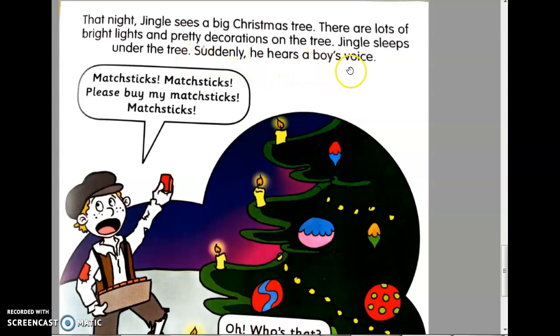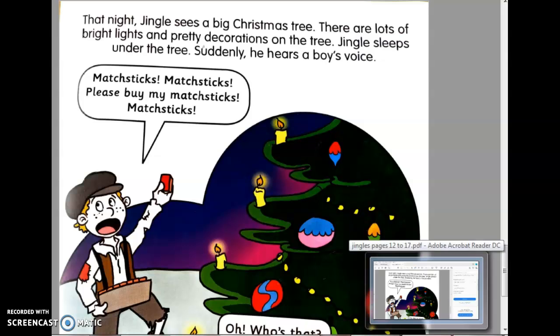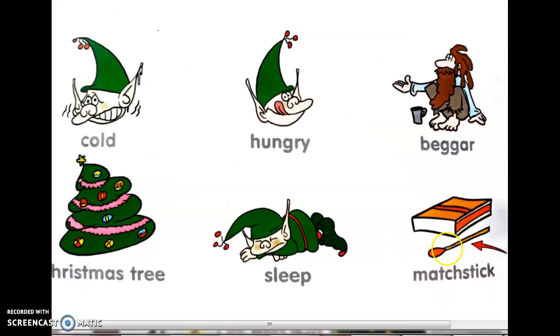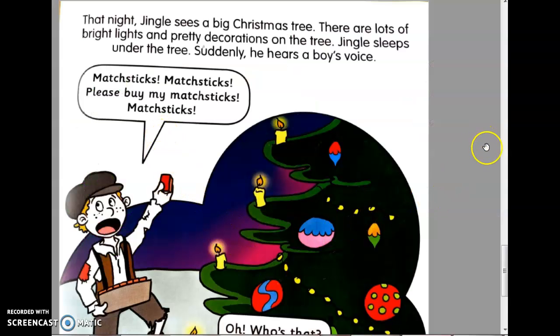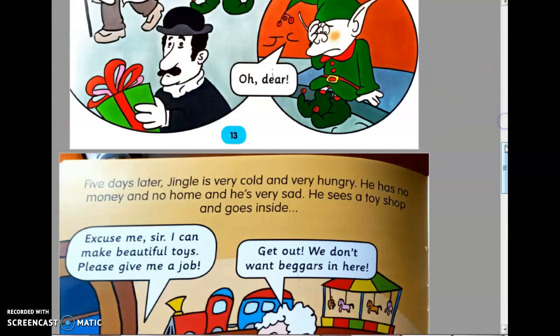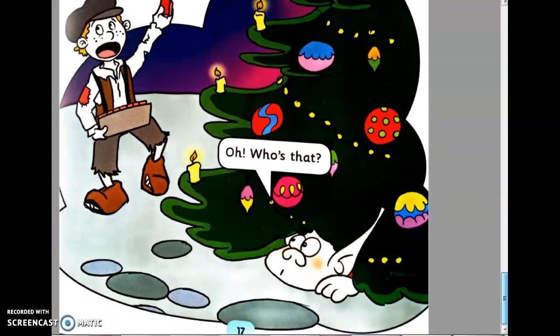Suddenly, he hears a boy's voice. Boys. Mash sticks. Please buy me mash sticks. Okay? Go to the vocabulary. Look, this, mash sticks. And back. Okay. And he says, oh, it's like this. Oh, I'm sorry. Like this. Oh, who's that? Who's that? ¿Se acuerdan? ¿Quién es? Who's that?